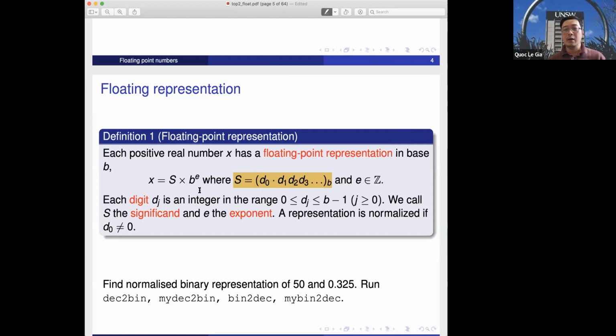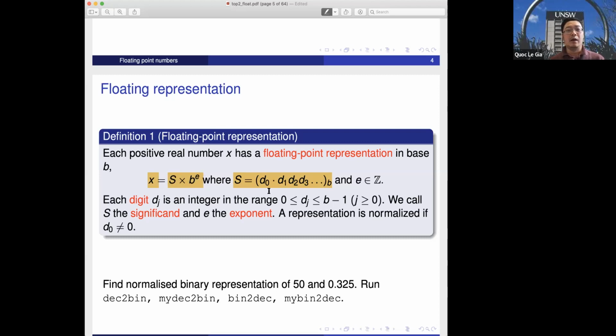And does B have to be an integer? Very good point. B should be an integer, yes. Okay, and S is a floating number, yes. So no, sorry, X is a floating number. X is a floating number, and it is written like this, in this form. So remember, we wrote 50 like 1.01 something multiplied by 2 to the 5, 2 to the 5th. So that is exactly this form.